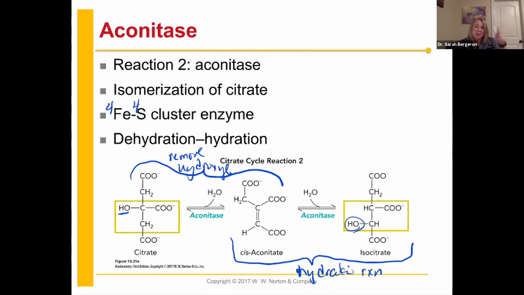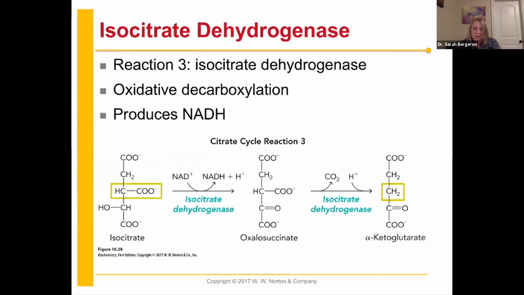So you remove it, you make a double bond. It's in the cis orientation, and so that's cis-aconitate, right? And then when you add back that hydroxyl, you're just adding it back to a different carbon, okay? And so it's all about making sure that hydroxyl goes in the right place. Okay, now you have isocitrate. That's what you made, right? It was an isomerization. So it's the same carbons, the same everything. All you've done is basically rearranged it.